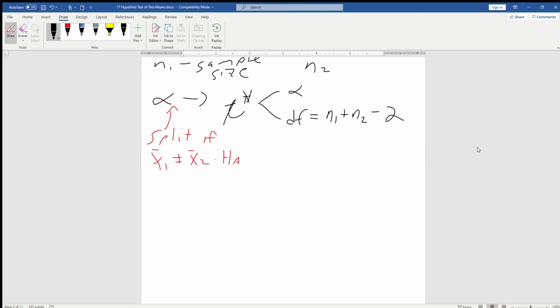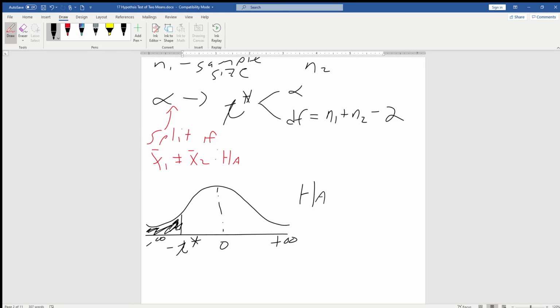All right, so recall that for a left tail test, we're still using a t-distribution because we don't know the population deviations. Remember, negative t critical is the left-hand cutoff, and the range of values are from negative infinity to positive infinity. And then, of course, in the middle of the t-distribution is the value 0. So again, this is when the alternative hypothesis is x bar 1 less than x bar 2.